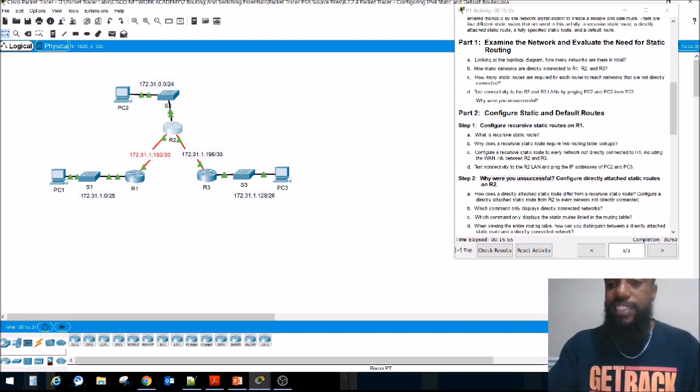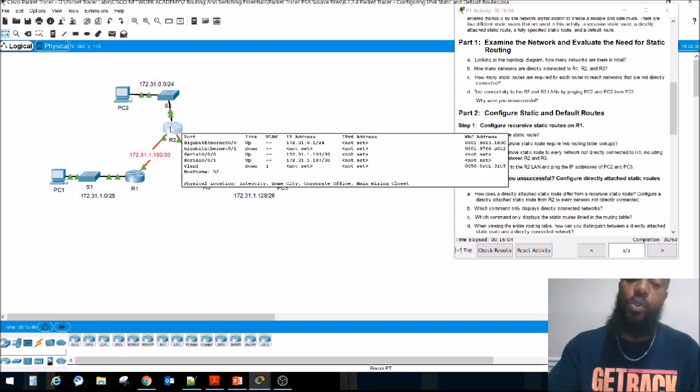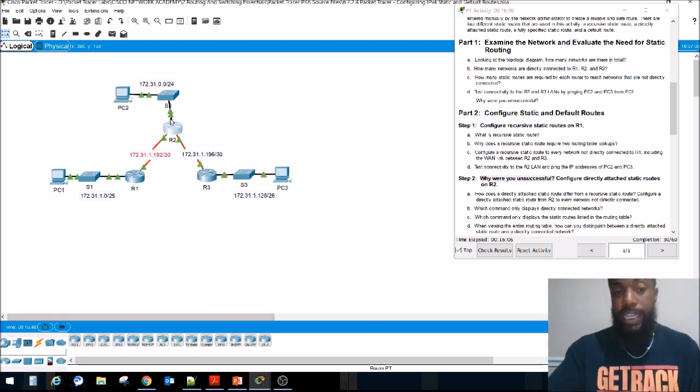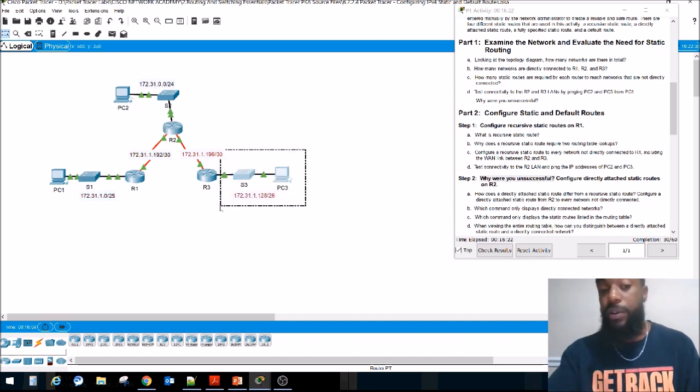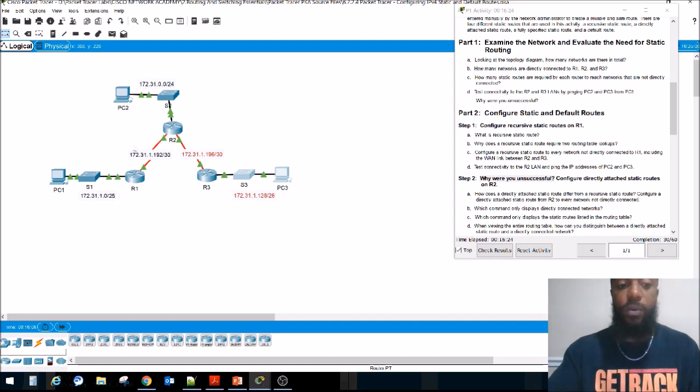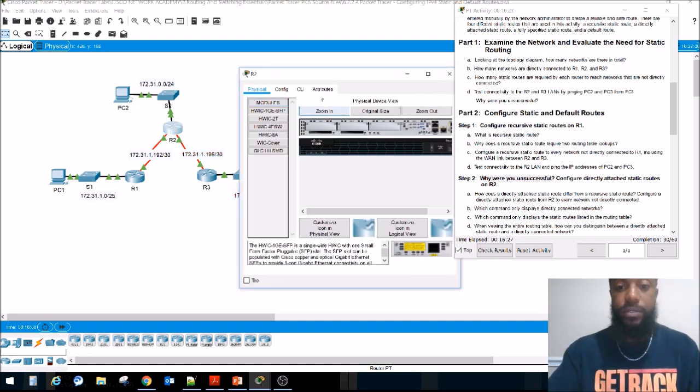Configure a directly attached static route from router 2 to every network not directly connected. So from router 2, who's not directly connected to him? He got this one directly connected. It's like a router on a stick almost. We got a route there, and a router there. These guys are not directly attached to us. These local area networks. So we need a route to get to 172.31.1.0. Let's do that real quick.